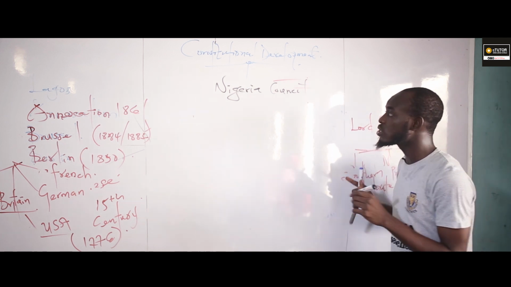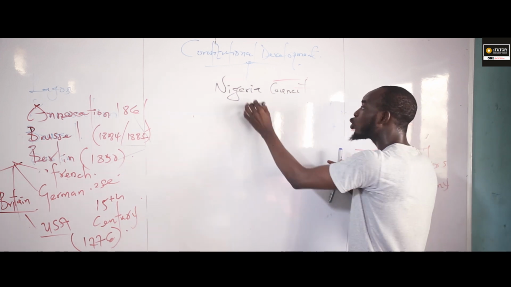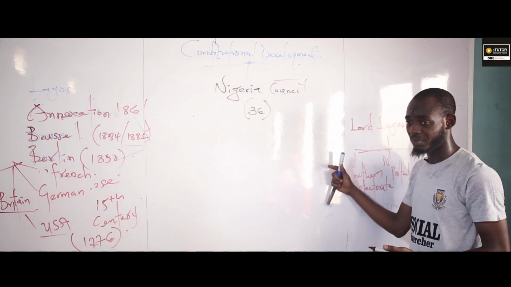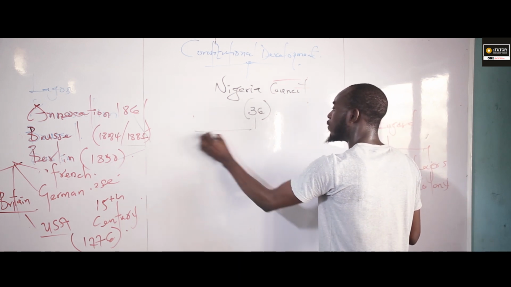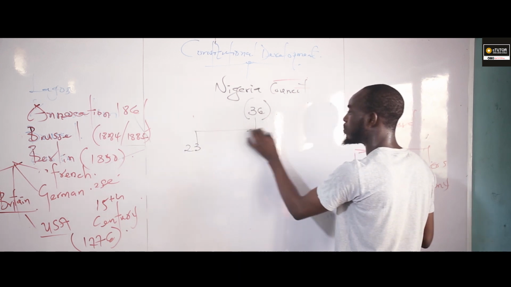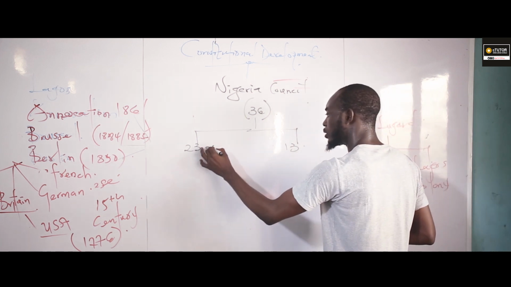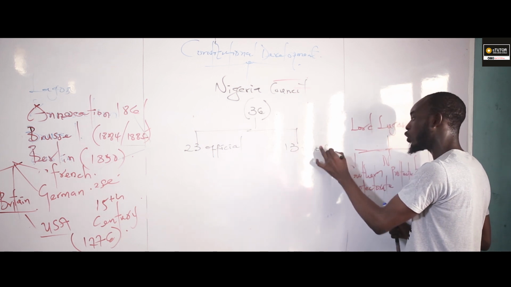Now, after he introduced the Nigeria Council, we have the total number of members there. The total number of members under the Nigeria Council was 36. We have 23 official members and 13 unofficial members.